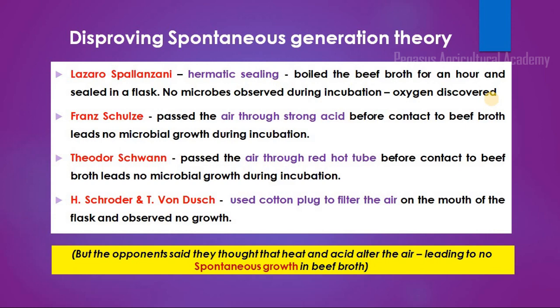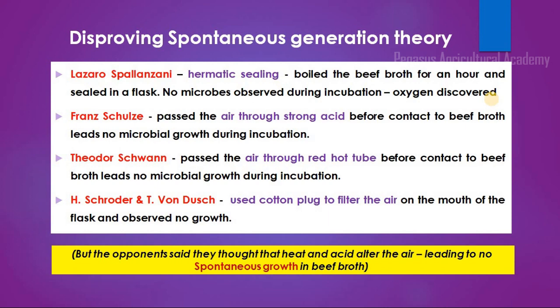Okay, and next is Franz Schulze. He did a similar experiment. He took a jar and closed it by means of a tube, and he passed the air through the tube after passing it through a strong acid, so that the air, before it came in contact with the broth, was completely sterilized by the acid. Then another experiment, done by Schwann, passed the air through a red hot tube.